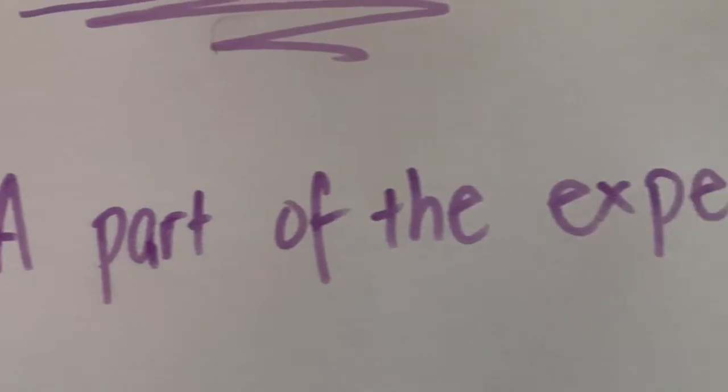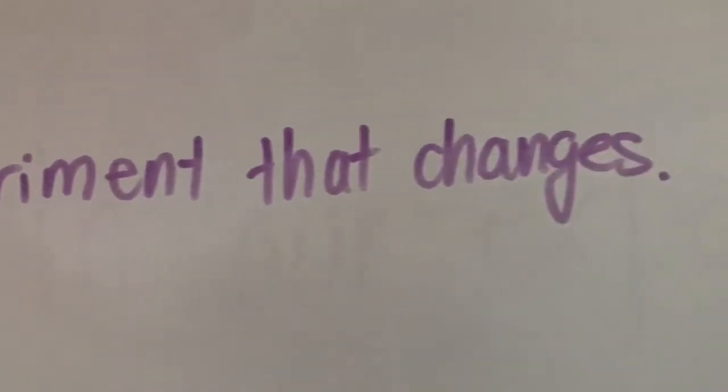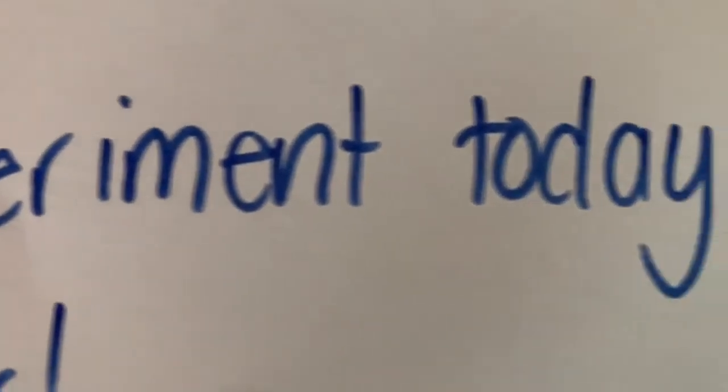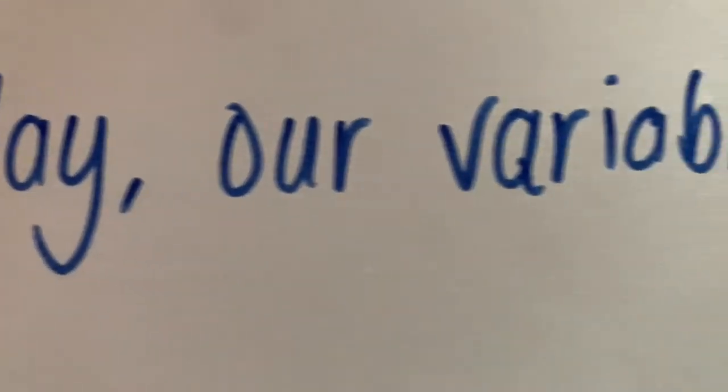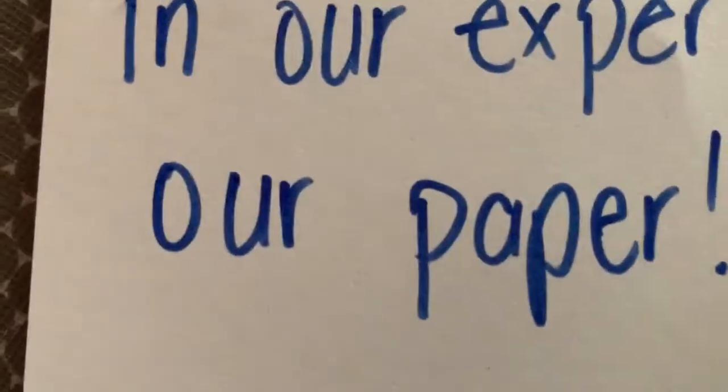Now that I've told you what I will be using for this experiment, I'm going to be talking to you about 2 different things. The first is variables. A variable is a part of the experiment that changes. In our experiment today, our variable is going to be our paper.